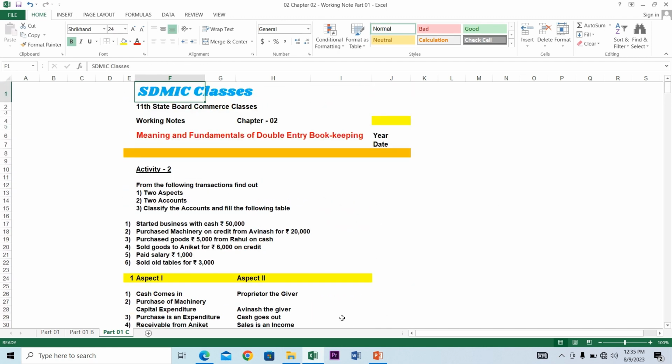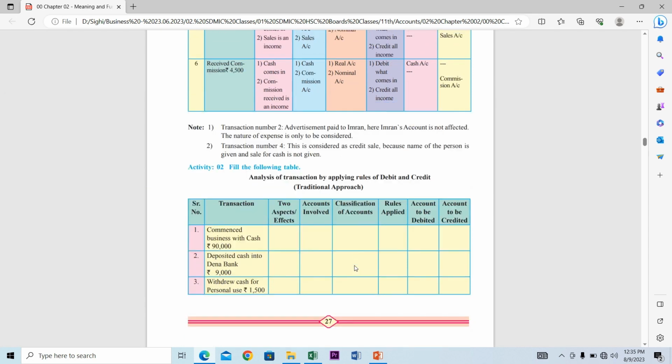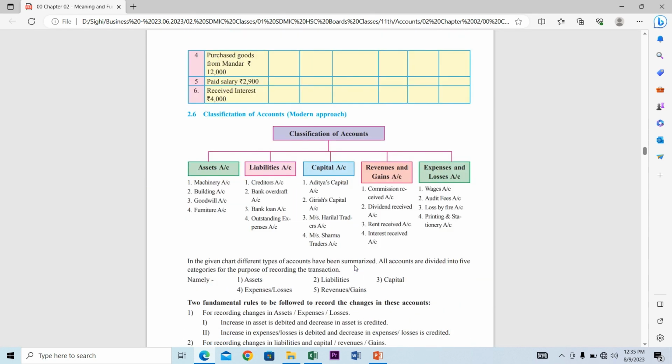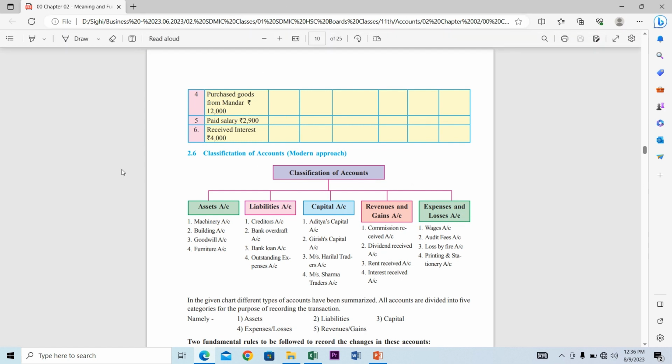So now let us see. So now these things you have to practice. Okay. Now in the next class we will take classification of accounts, modern approach. Okay. So now this class we will wind up here and we'll continue in the next class.